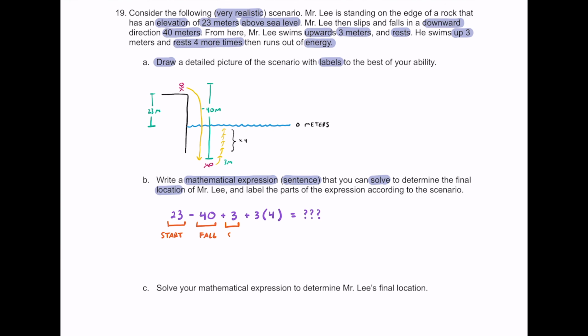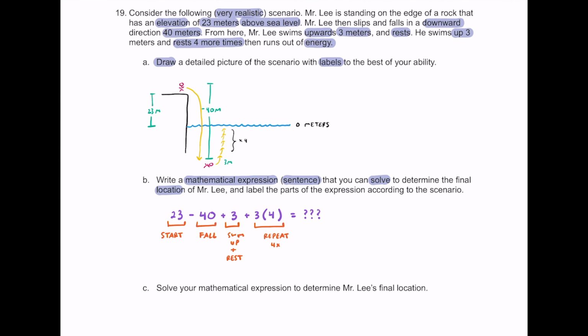I don't know how to write this. Maybe just write swim up and rest. Just trying to label it without being too confusing here. And then this 3 times this 4, I guess this is swim up and rest, but you're doing this 4 times. I guess we'll just call this repeat. Hopefully that makes sense to you. So repeat 4 times, doing the same idea. Those are the 4 parts of this scenario that we were just talking about.